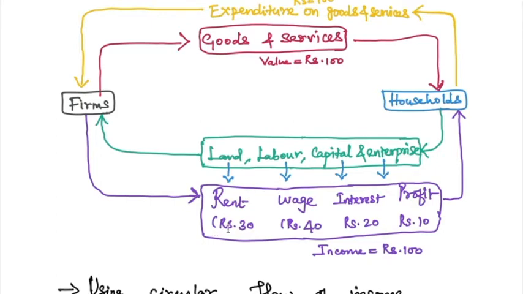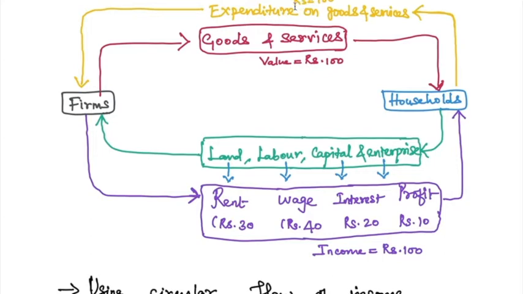So for example, these are the different amounts that each factor of production is receiving as a factor payment. Totally, when you add all these things, it is rupees 100. So the total income received by the households is rupees 100, and the value of goods and services produced by the firms is rupees 100. Now that the households have this income of rupees 100, they are spending this 100 rupees on the goods and services produced by the firms. So the expenditure on goods and services by the households is rupees 100.